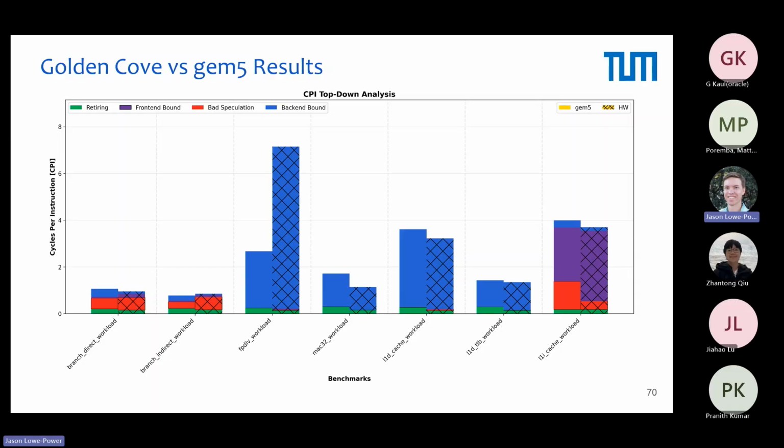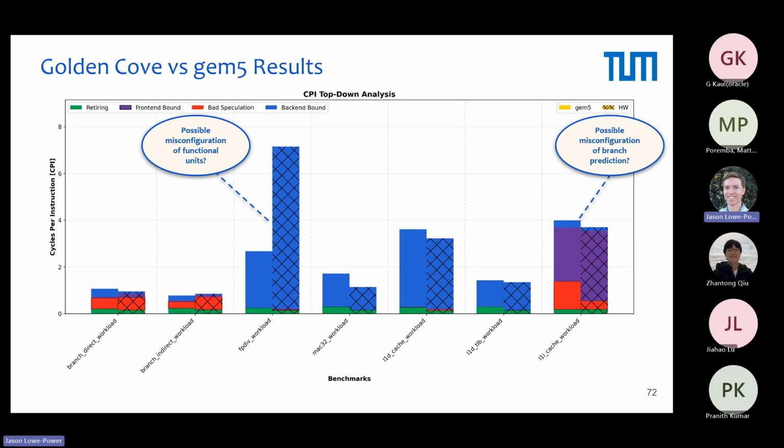As you can see for the many benchmarks, our methodology could get very similar results as the results from hardware. The cross-hatched bars are from the real hardware results. So for example, in the branch direct workload, we got a similar bad speculation percentage, but in the floating point division one, it tells us that there's a possible misconfiguration in the functional unit or in the L1 iCache. Even though we got very similar CPI with the real hardware, we had a much higher bad speculation percentage, which tells us that there was a possible misconfiguration in the branch prediction unit.